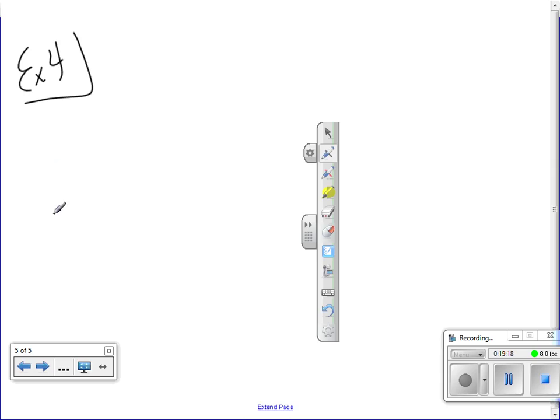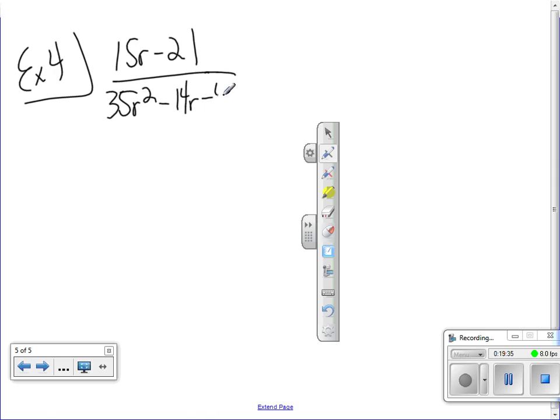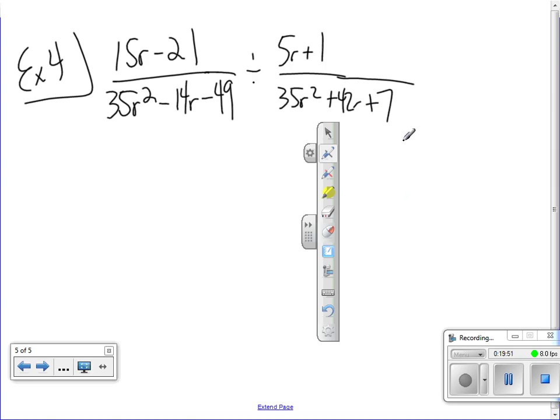Okay, example 4. In the top, we have 15r minus 21 over, oh my God, 35r squared. It's not going to be that bad once you take out GCFs, but it just looks a little scary at first. 49 divided by 5r plus 1 over 35r squared plus 42r plus 7. Pause the video. Factor it, cancel stuff out, hit play, check your answer.